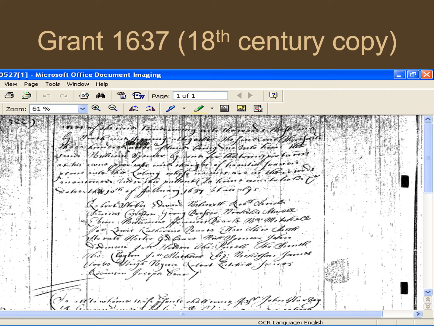Here is a document dated 1637. You may be surprised to see that this is not too hard to read. That's because what we have here is a transcript of the original record book made in the 1700s. If records from the 1600s have not disintegrated, it may be because a clerk 100 or 200 years later copied them over.